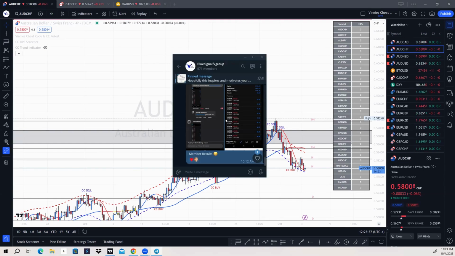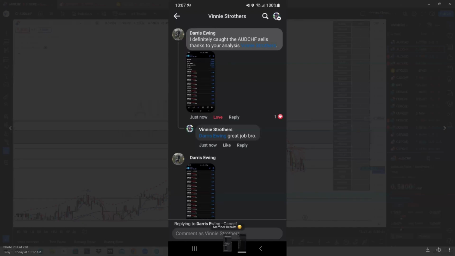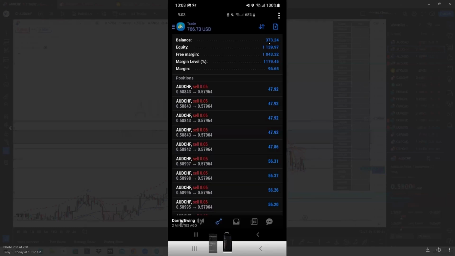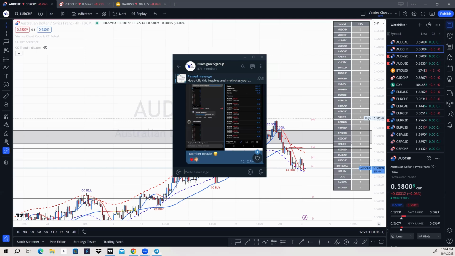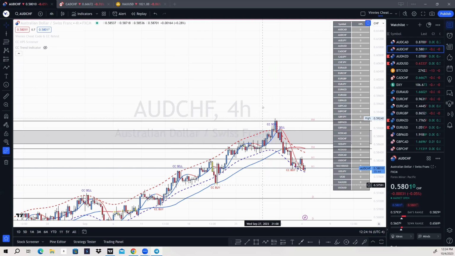We had a member inside of our group who took this trade. He said, I definitely caught the AUDCHF sells. Thanks to your analysis. And let's go ahead and show you his results. So he turned $373, which was his balance, into over $1,100 simply by following my analysis, guys, on AUDCHF. And again, I got this trade off the HPS scanner. Okay. This is a trade that I got off the HPS scanner. So our system does work if you follow the rules and if you are patient with your trading, guys.